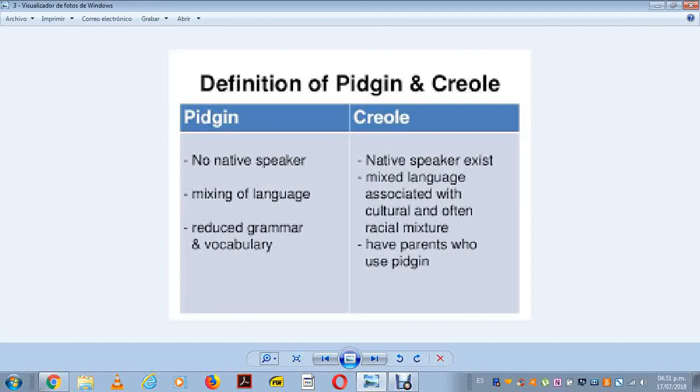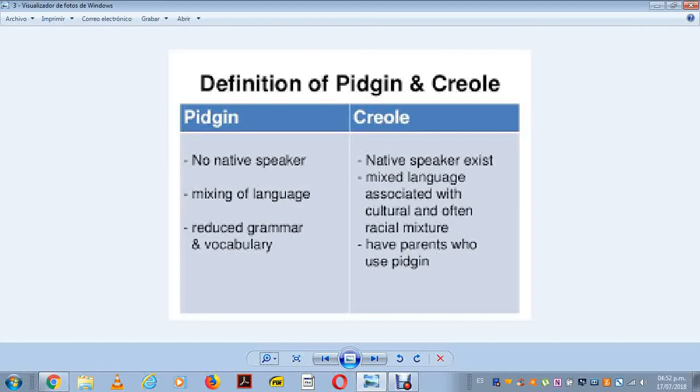I mean, the pidgin has no native speakers because it appeared as a contact language. So when different people travel from different places of the world, they are in the same place but they don't share the same language, they have to find a way to connect, to speak between them. So they use, let's suppose, English as the base for their new variation. They take the vocabulary from English and all those things.